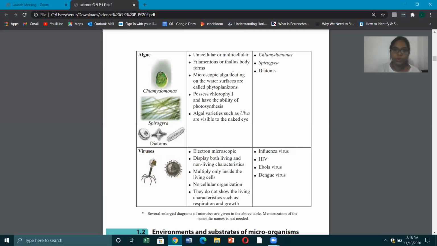Microscopic algae floating on the water surface are called phytoplanktons. So if you get a question in the exam paper, who are phytoplanktons? Who are phytoplanktons, children? They are the microscopic algae and they are floating on the water surface.